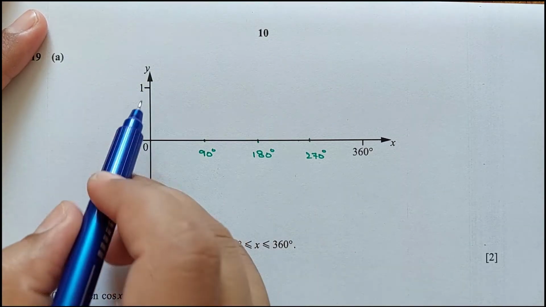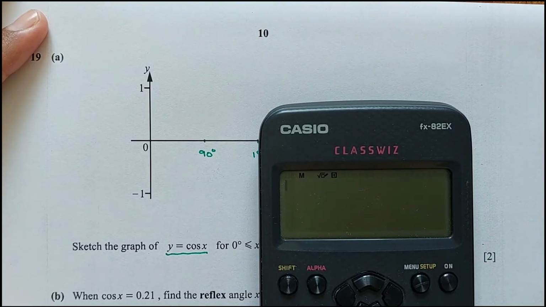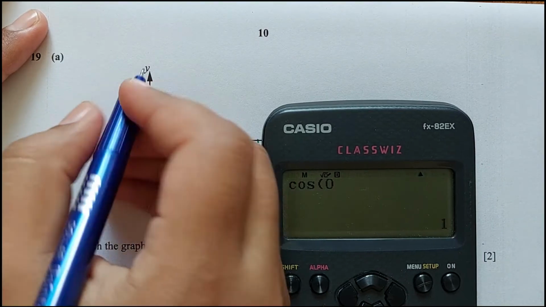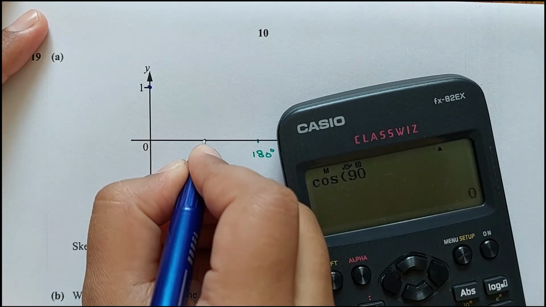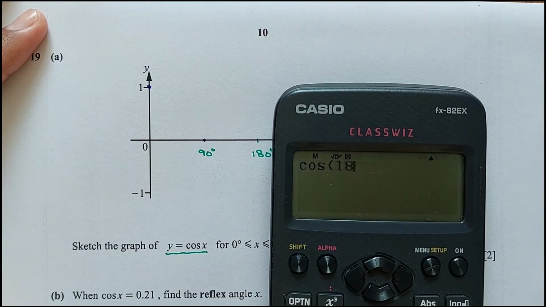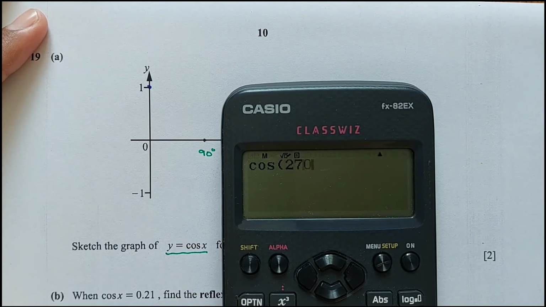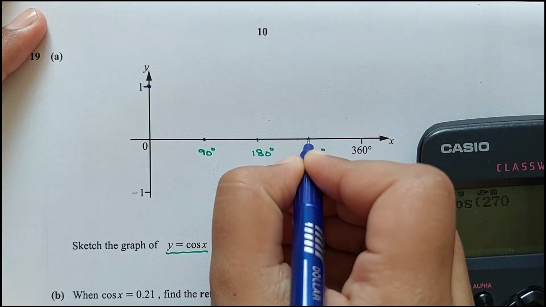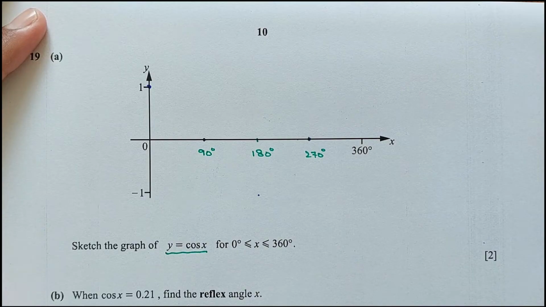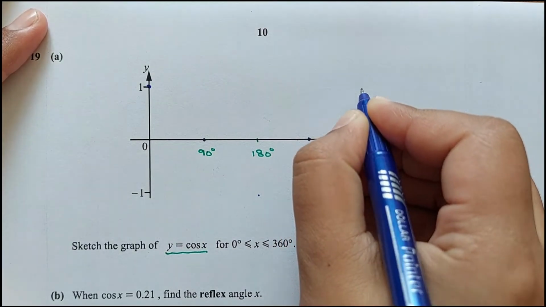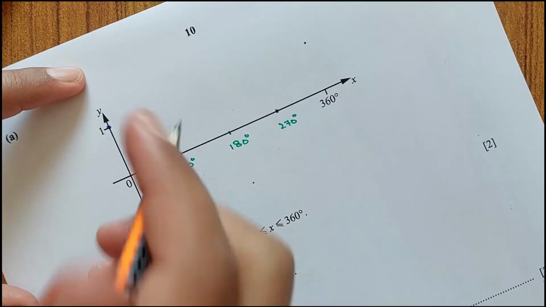So as we know, cos starts with a maximum. So cos 0 is always 1. You can calculate as well. Cos 0 is 1. Cos 90 is 0. Cos 180 is -1. Yes. Cos 270 is 0. And cos 360 is 1. Yes. Let me connect all the points to get the curve for this sinusoidal function.